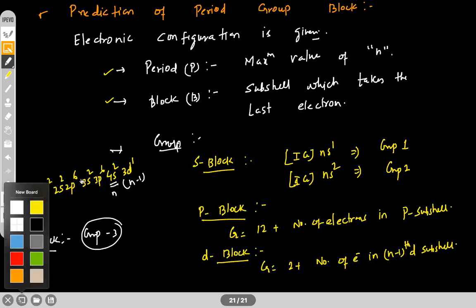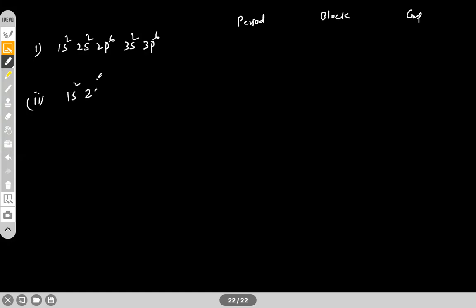Okay, look at this example. 1s2, 2s2, 2p6, 3s2, 3p6. You need to find out the period, then we have the block, and then we have the group. Next: 1s2, 2s2, 2p1. Next: Xe 4f0 5d0 6s2.